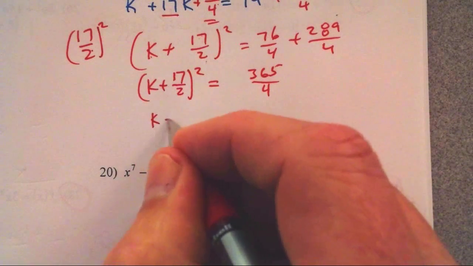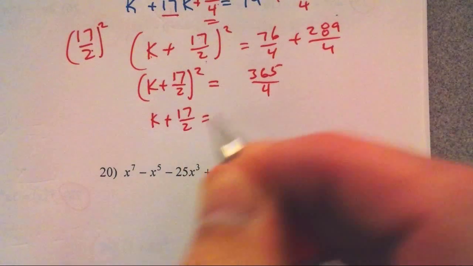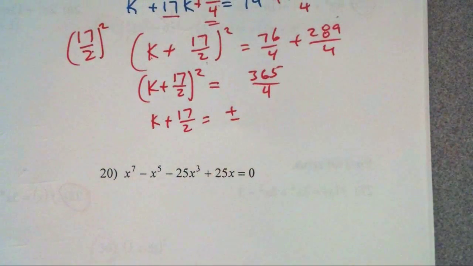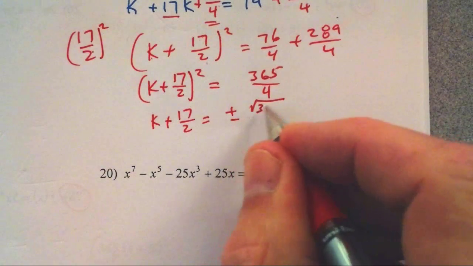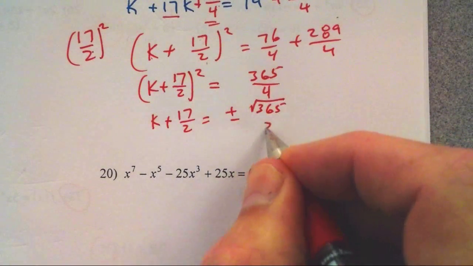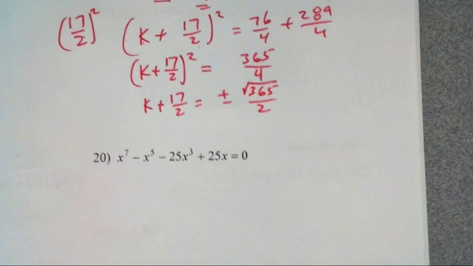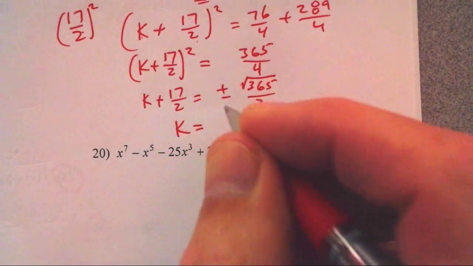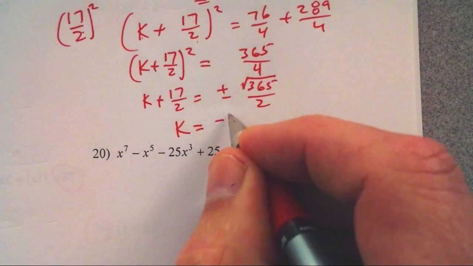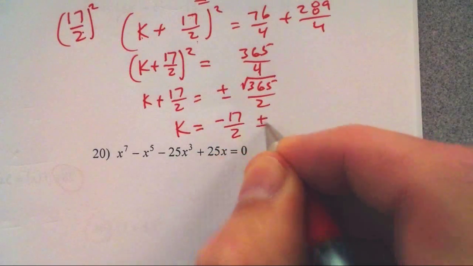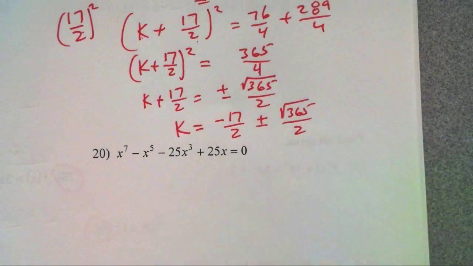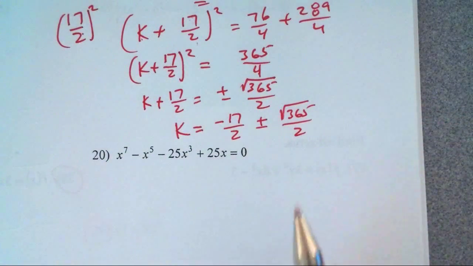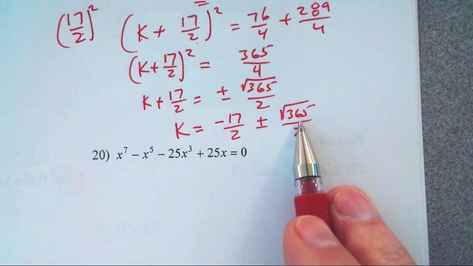So k + 17/2 equals plus or minus, I'm going to do square root to the top, square root to the bottom, the square root of 365 over the square root of 4, which is 2. So k is negative 17/2 plus or minus the square root of 365 over 2. And my first hope would be that 365 is a perfect square. Is it? It is not.